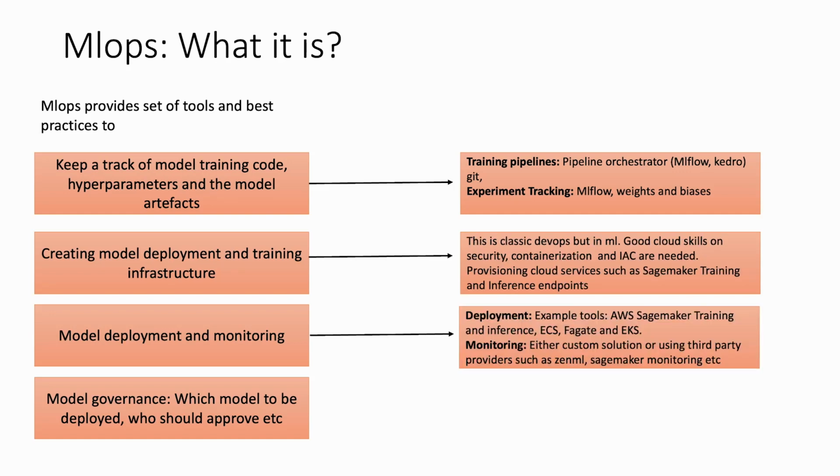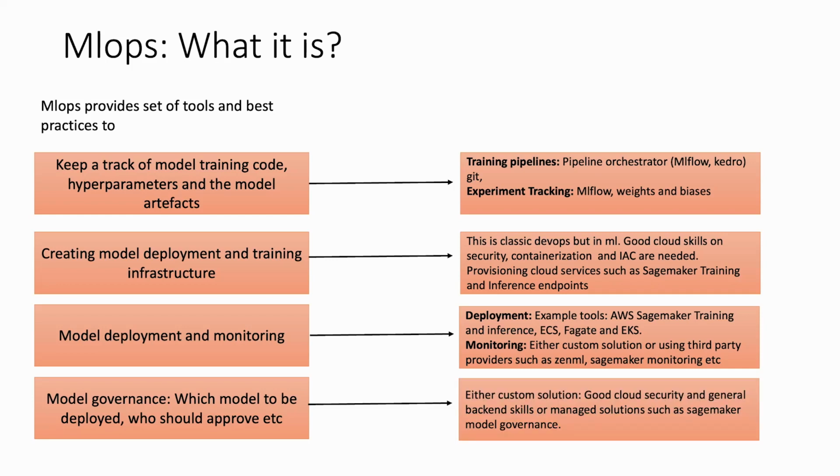Model deployments require knowledge of Docker containers and container engines such as ECS, Fargate, and EKS on AWS. Model monitoring requires different tools such as ZenML or a custom-built solution. Governance is accomplished usually by managed solutions such as SageMaker, or one can create a custom solution as well. But doing so will require non-data science and ML skills, such as experience with cloud authentication and access control solutions, and good backend development skills.